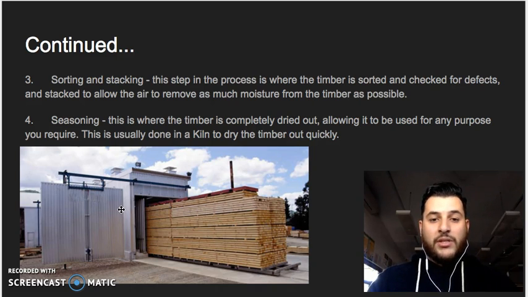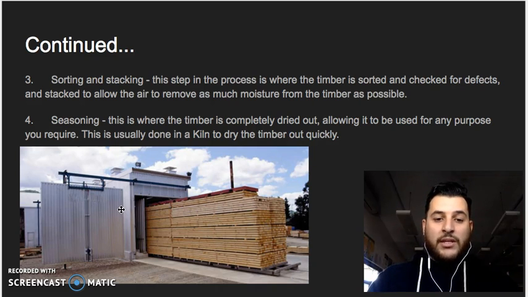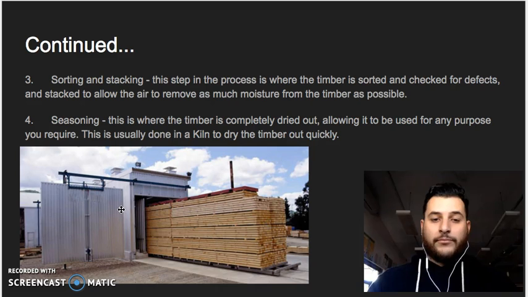Sorting and stacking. This process is where the timber is sorted for defects and stacked to allow air to remove as much moisture from the timber as possible. Now you'll notice on this diagram, this is where the seasoning comes in. The timber is loaded into a kiln oven, which is that big garage-looking thing on the diagram. It's like an oven inside. You turn on the oven, and it draws all the moisture out of the timber and makes it completely dry, which is what you want.